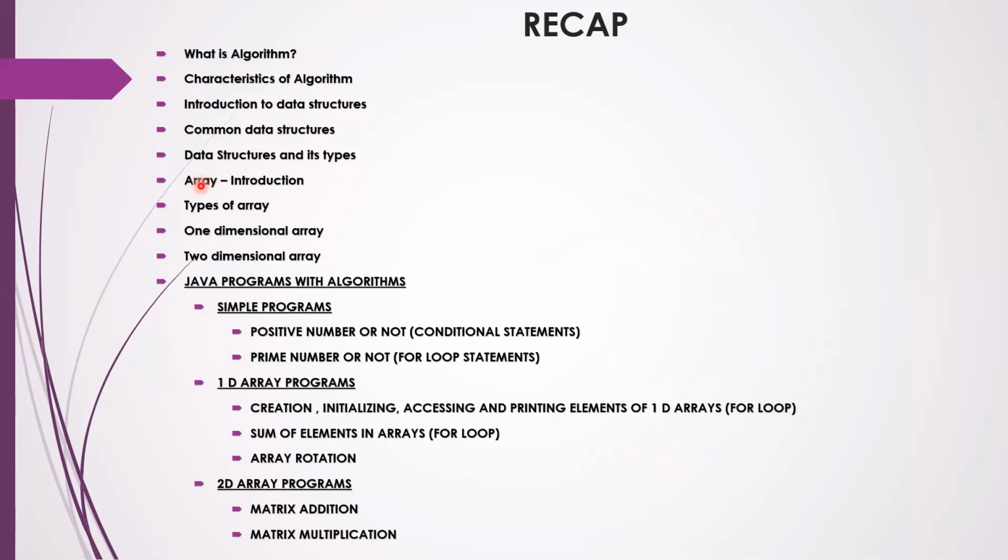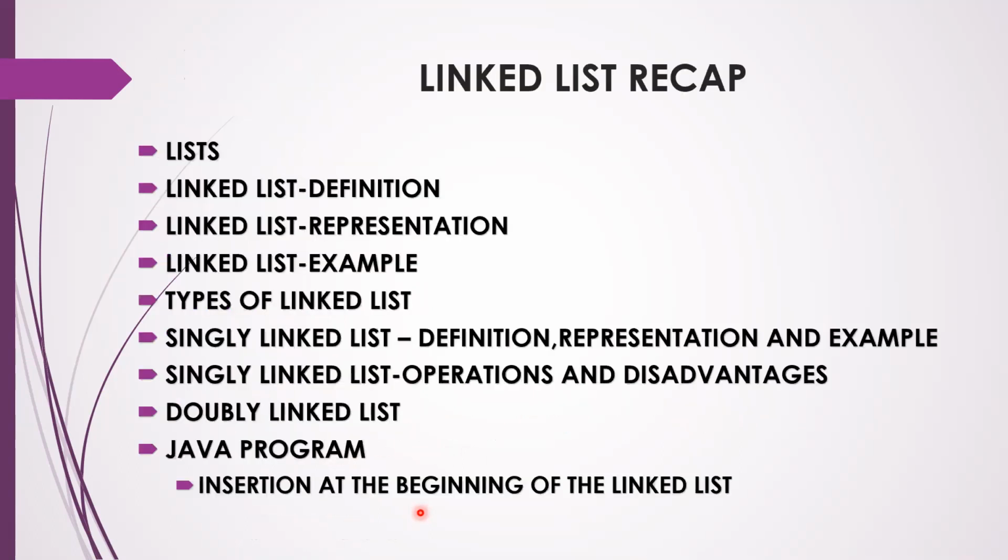And we saw about arrays, their introduction, and the types of arrays: one-dimensional array and two-dimensional array. We saw Java programs with algorithms, like simple programs, positive number or not with conditional statements, prime number or not with for loop statements, and 1D array programs like creation, initializing, accessing, and printing elements of 1D arrays using for loop, sum of elements in arrays using for loop, and array rotation, and the 2D arrays like matrix addition and matrix multiplication.